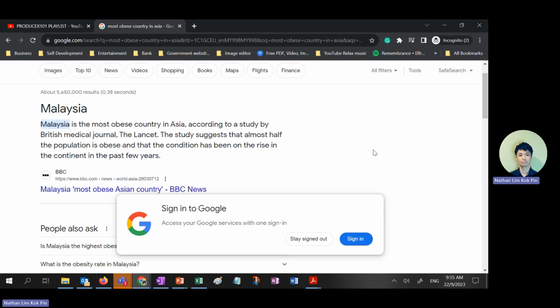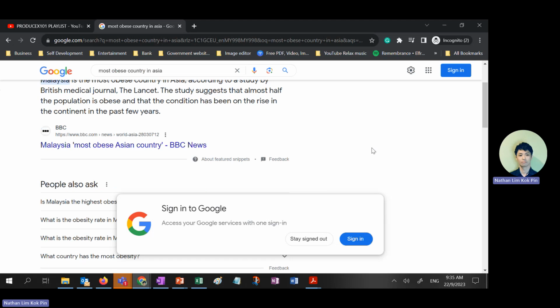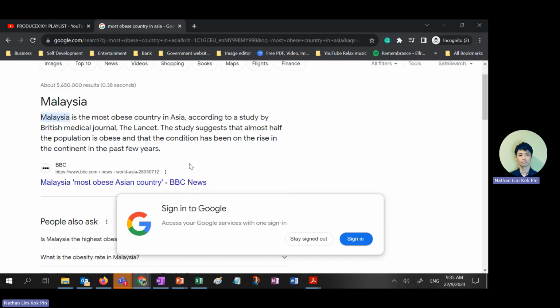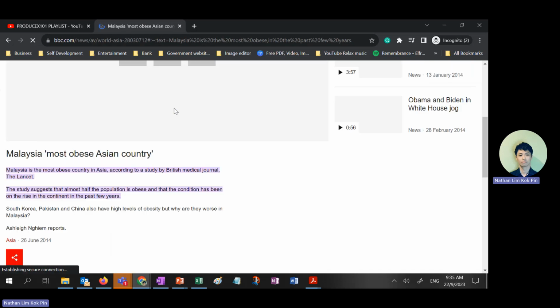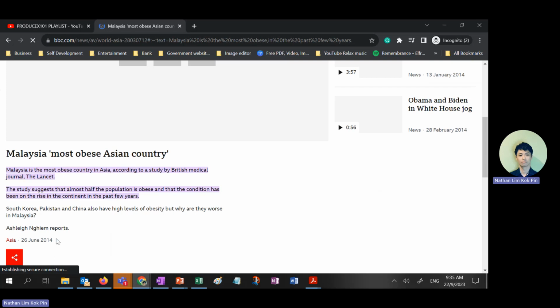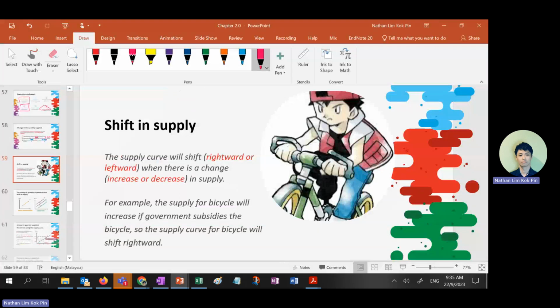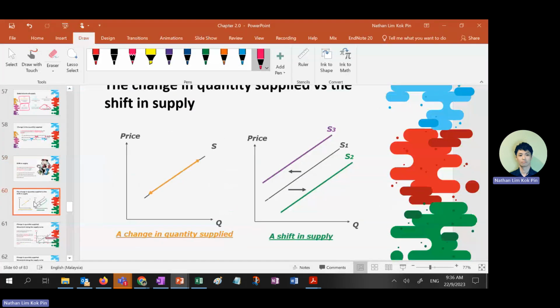This one, we are ranking for how many years already? Still ranking number one. Wait, let me check the news. Since 2014. My God, you're the best. From 2014 until now. You see how obese your country is.